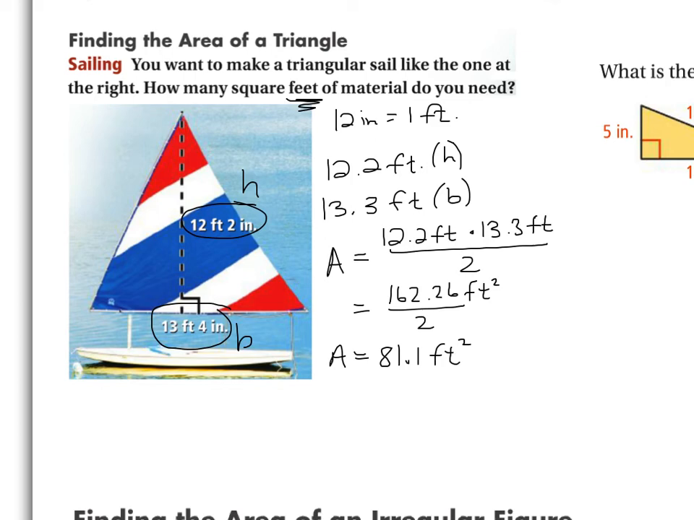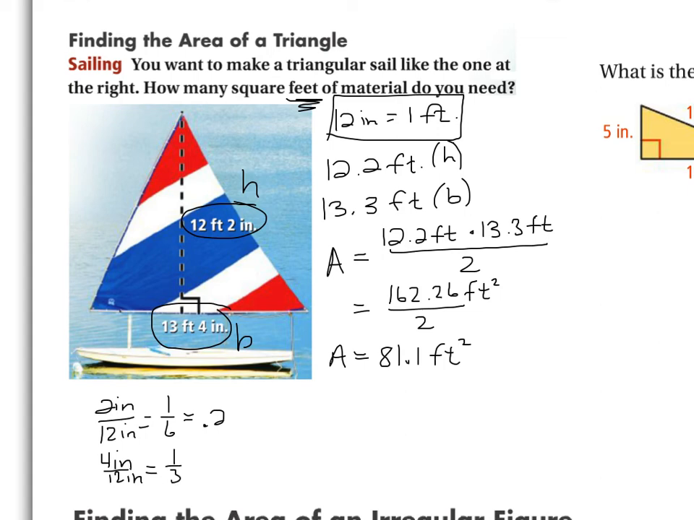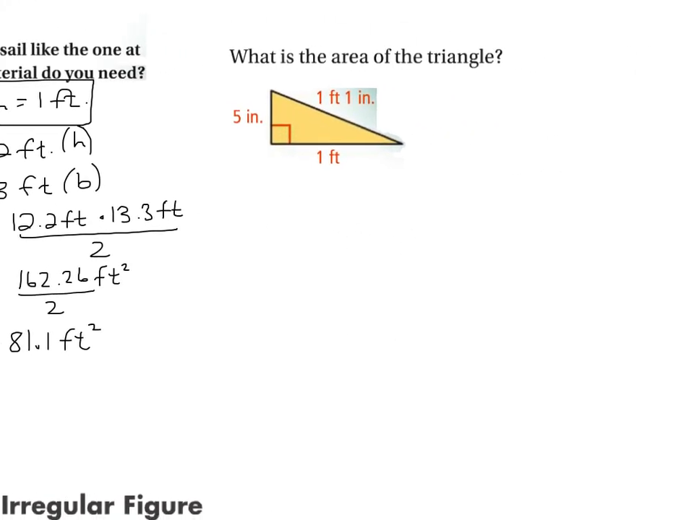Now again, as you look, there's 12 inches to each foot. Okay, so if there's 12 inches to each foot, I take 2 inches divided by 12 inches. That's 1/6, which in this case is 0.2. We rounded it. And then I take 4 inches divided by 12 inches. That gives me 1/3, which again I'm rounding, which is 0.3. So roughly 81.1 feet squared.